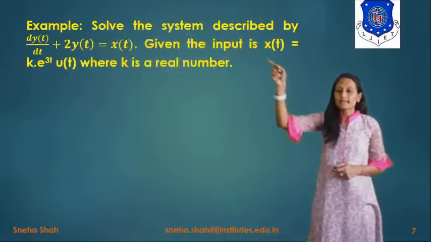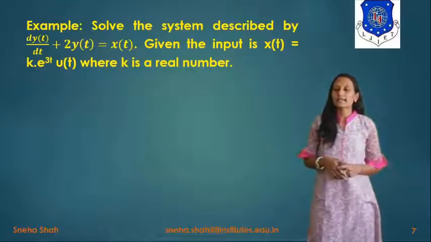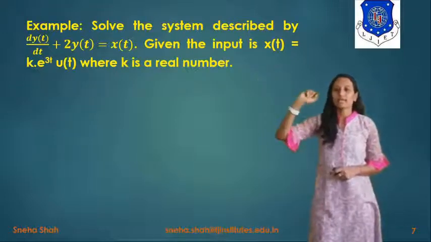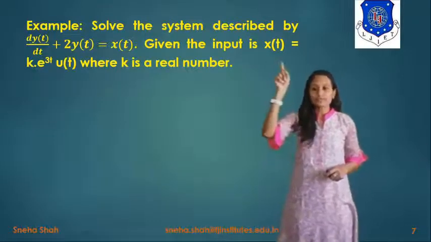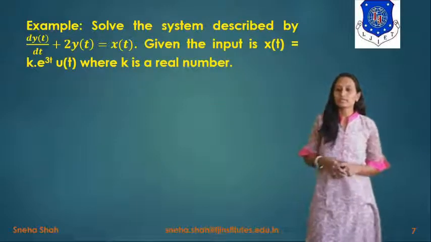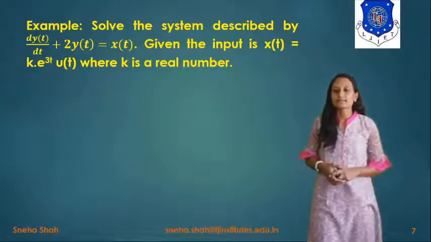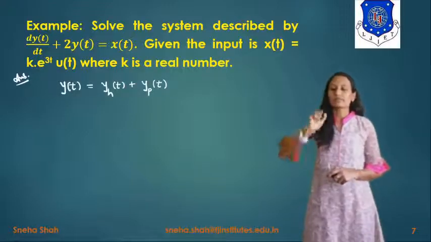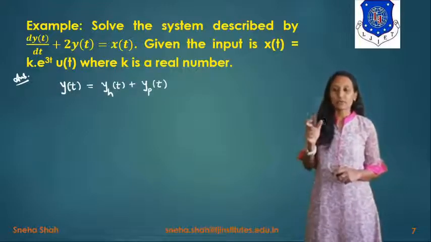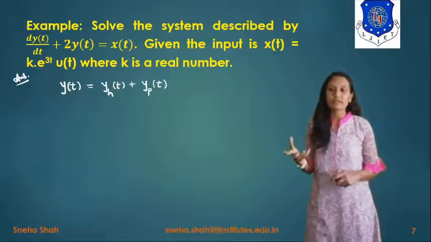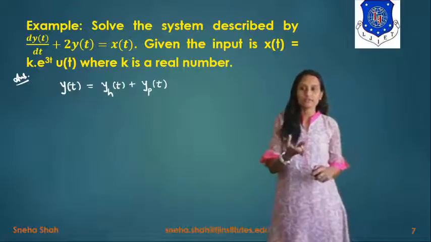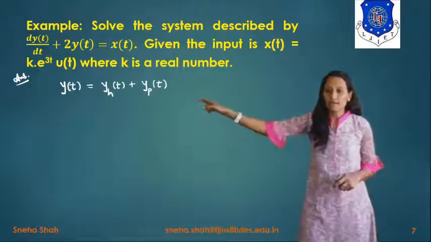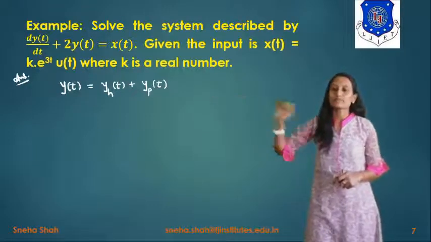Now the second example is: solve the system described by dy of t by dt plus 2y of t equals x of t, given that the input x of t equals k into e raised to 3t u of t, where k is a real number. Now to solve this example, first of all, we find the output y of t. What is y of t? Y of t is a combination of the homogeneous solution plus the particular solution, right? So y of t equals yh of t plus yp of t.